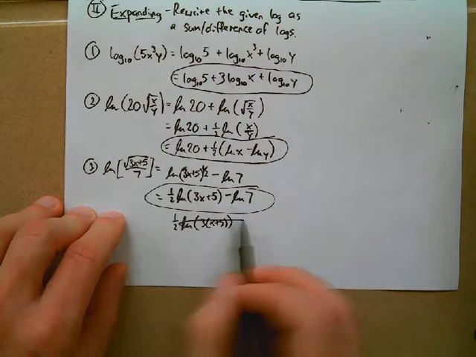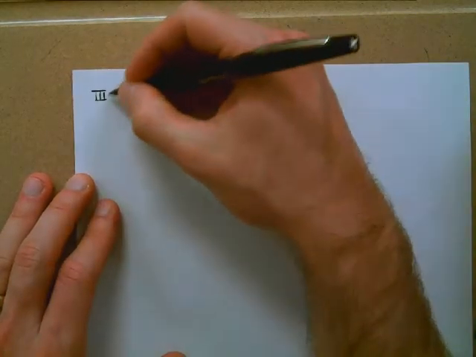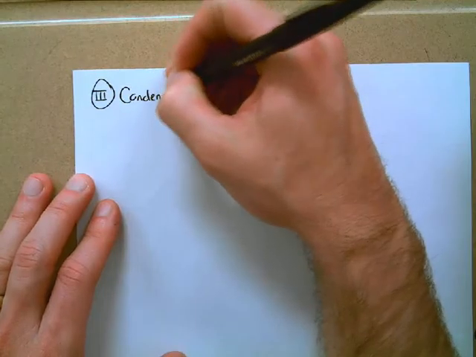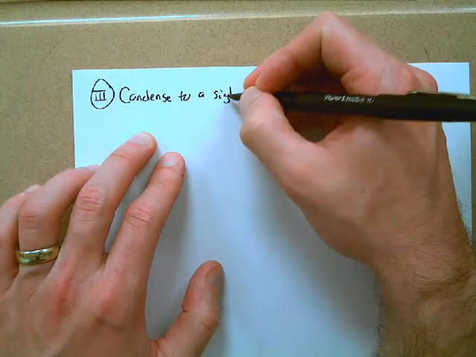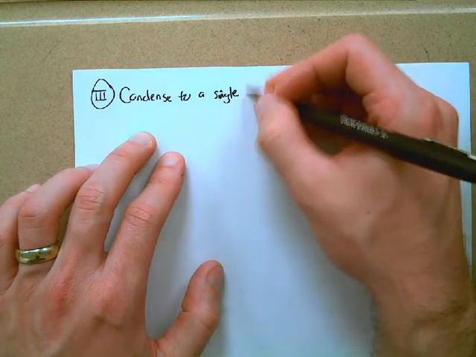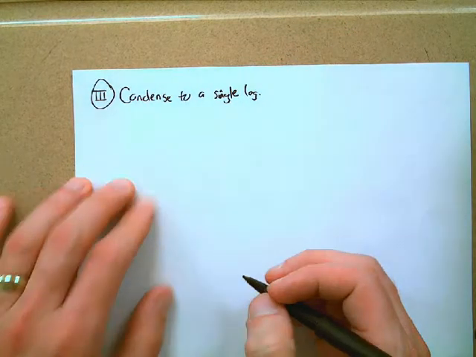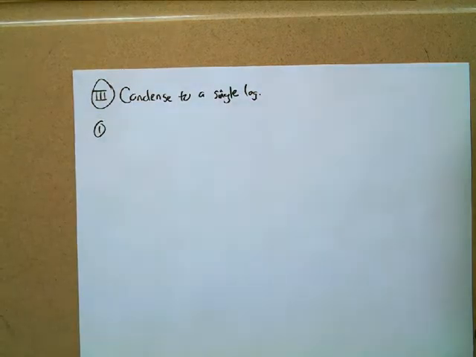Okay. Got 2 more things to look at here. Another application of those properties, instead of expanding, is to condense. Okay, to a single logarithm. So for example, 2 log base 4 of x plus log base 4 of 5. And we want to condense that to a single logarithm.